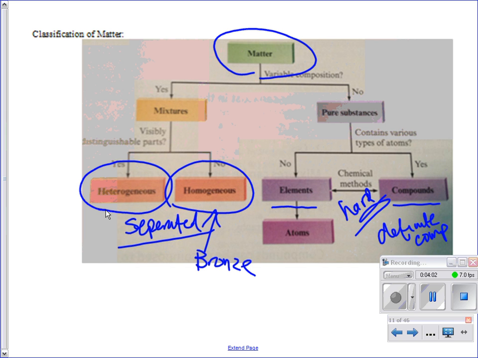Got it? What are some other homogeneous mixtures? Salt water. What else? Air. Beautiful. There is another name for a homogeneous mixture that's common. Air, bronze are all what? Who remembers? Starts with an S. Solutions. Solutions. All right.